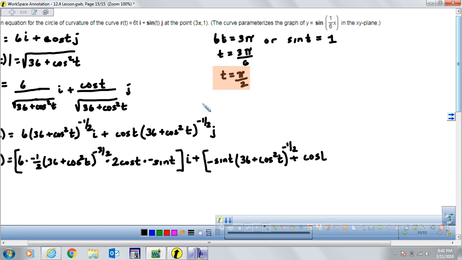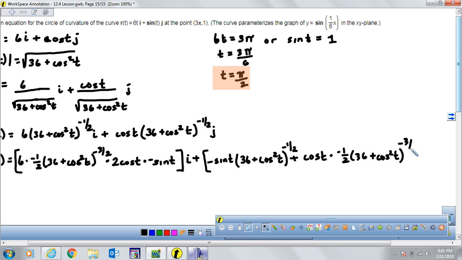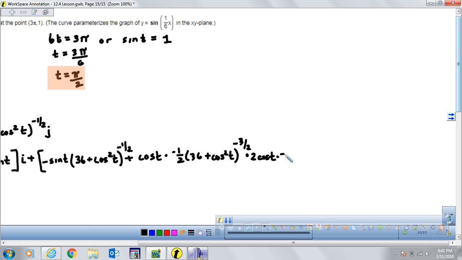So the derivative of this, I need to apply everything we applied on the first one. Move the power to the front, which is negative 1/2. Subtract 1 from the power. So it would be 36 plus cosine square of t. Subtract 1, so it would be negative 3/2. Right? And then times the derivative of the inside. The derivative of 36 is 0. The derivative of cosine square would be 2 times cosine of t, but then times the derivative of cosine, which is negative sine of t. And that will give us the j component.